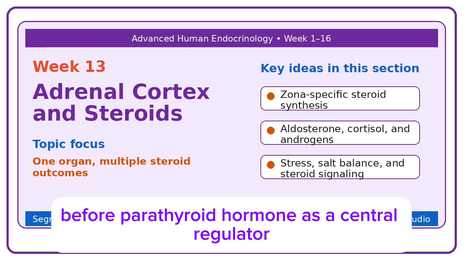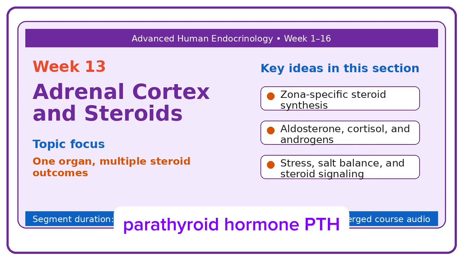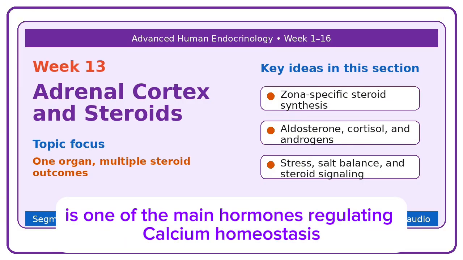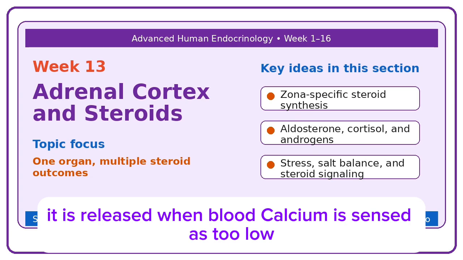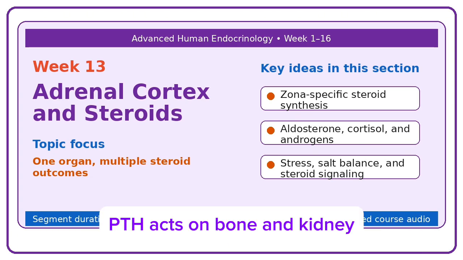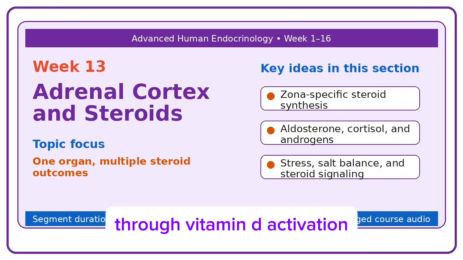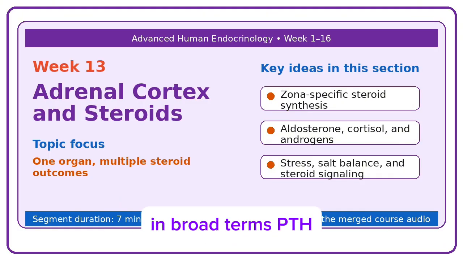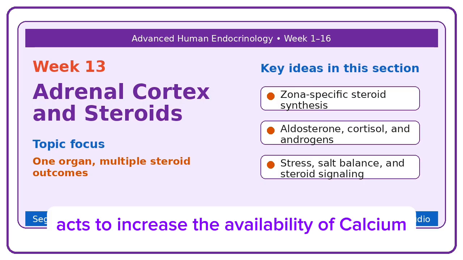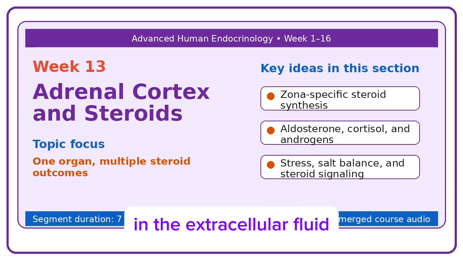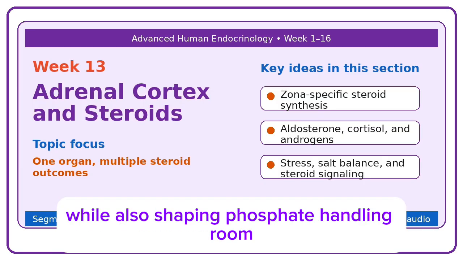4. Parathyroid hormone as a central regulator. Parathyroid hormone, PTH, is one of the main hormones regulating calcium homeostasis. It is released when blood calcium is sensed as too low. PTH acts on bone and kidney and indirectly influences intestinal absorption through vitamin D activation. In broad terms, PTH acts to increase the availability of calcium in the extracellular fluid while also shaping phosphate handling.